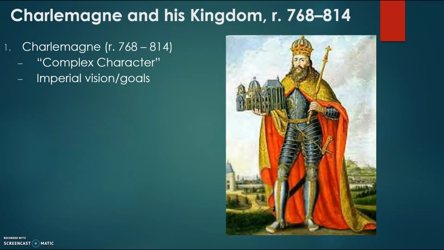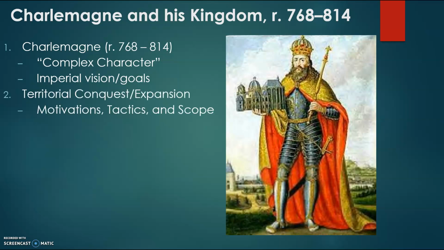But he really did have an imperial vision and goal. He is going to really try to recreate the Roman imperial vision by creating a new capital in the Roman model. Support for the arts, support for education, things like that is really going to go there. How does he do this? Territorial conquest and expansion, yearly conquests. The motivations were to spread the religion, as he was also very highly religious, and also to increase the scope of his empire.